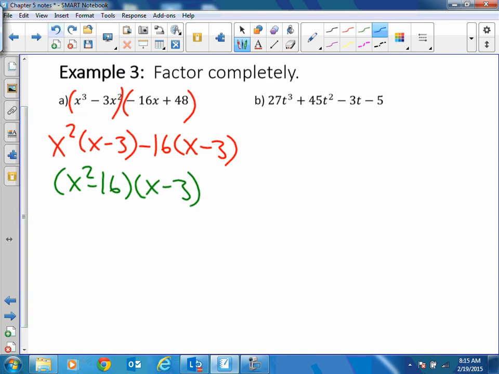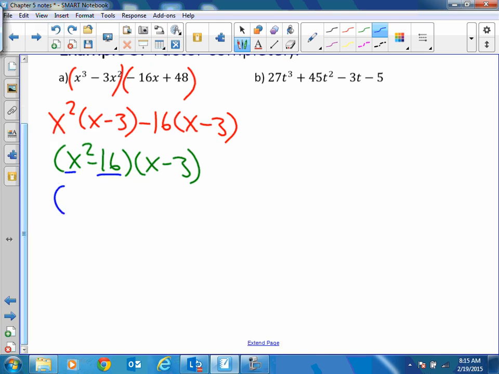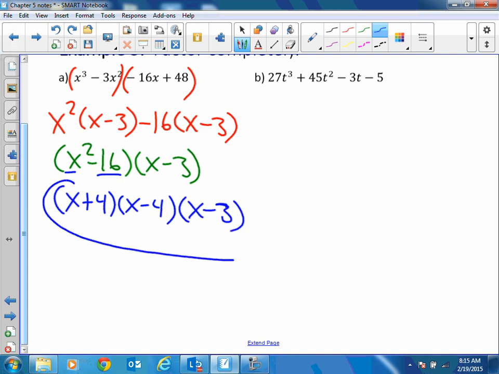But x squared minus 16, if you notice, x squared is a perfect square, 16 is a perfect square, and this is minus, so it's a difference of two squares. So we take the square roots and add, take the square roots and subtract. So it would be x plus 4, x minus 4, and then x minus 3. And that would be our answer. Basically, x squared minus 16 factors into that. Okay? So that was completely factored.